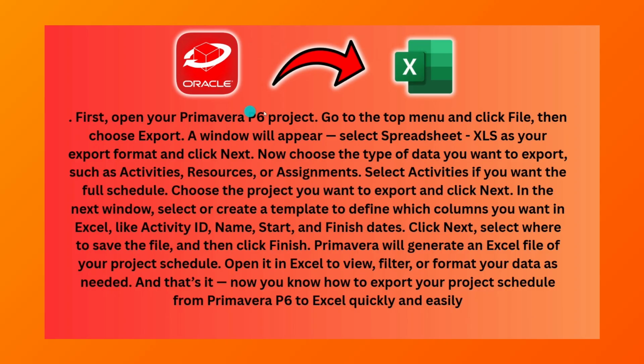First, open your Primavera P6 project. Go to the top menu and click File, then choose Export. A window will appear, select Spreadsheet XLS as your export format and click Next.